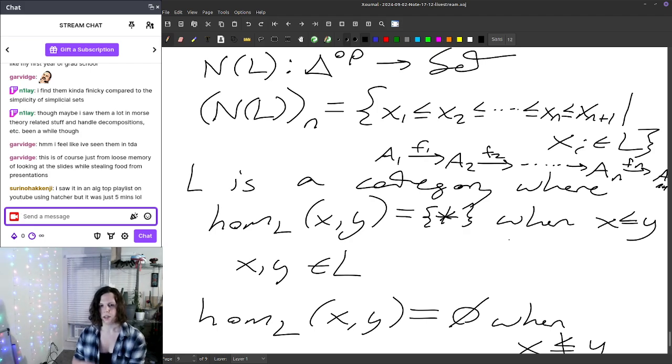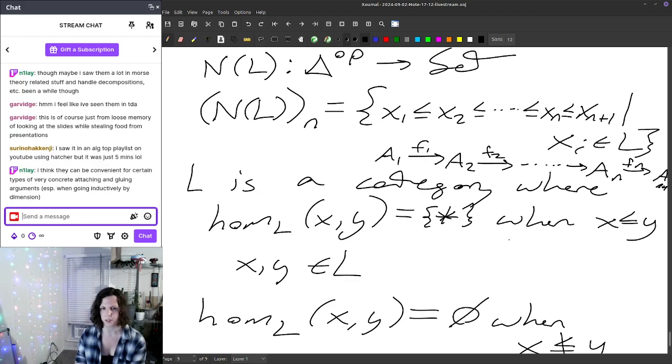But what was I going to say? Oh yeah, you know what I found, just as a future warning for people. I don't know if anyone's gone far enough in the algebraic topology direction to experience this, but even though, let's see. Oh, are you saying you think CW complexes can be convenient for the concrete attaching and gluing arguments?